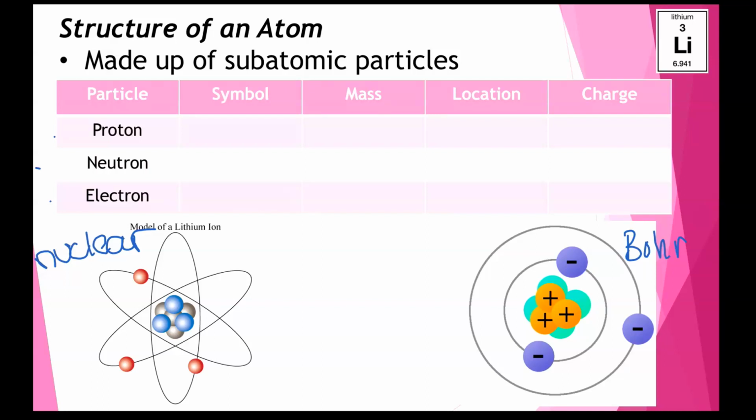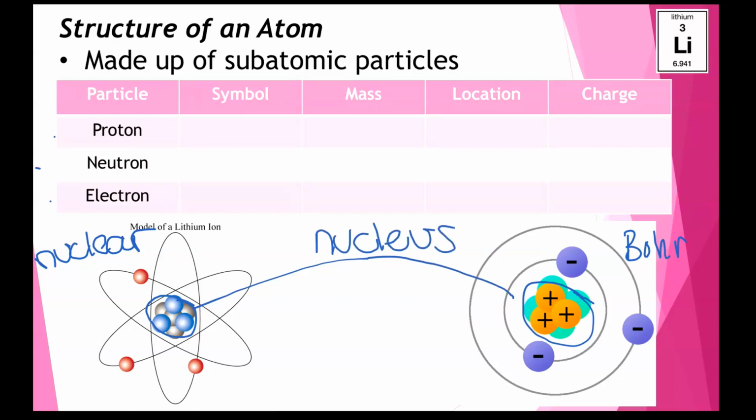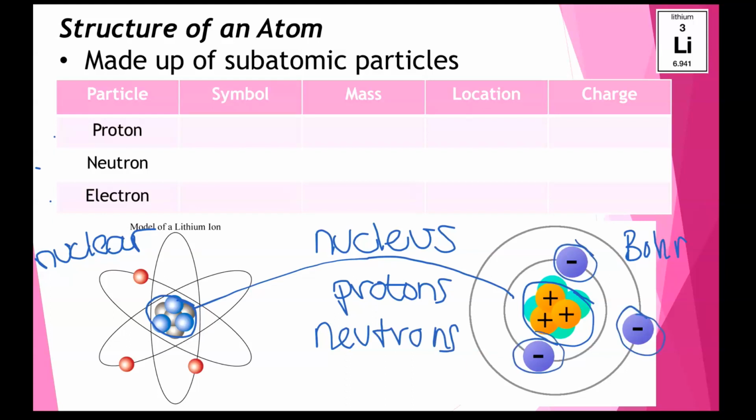So in the middle of our atom on either side, whether we're talking about the Bohr model or the nuclear model, we have what's called the nucleus. And two of our subatomic particles are in the nucleus, the protons and the neutrons. And then around the nucleus, either on these concentric rings in the Bohr model or on these kind of randomly placed orbitals in the nuclear model, we have our electrons. So protons and neutrons are in the nucleus, and then we have our electrons circling the nucleus.